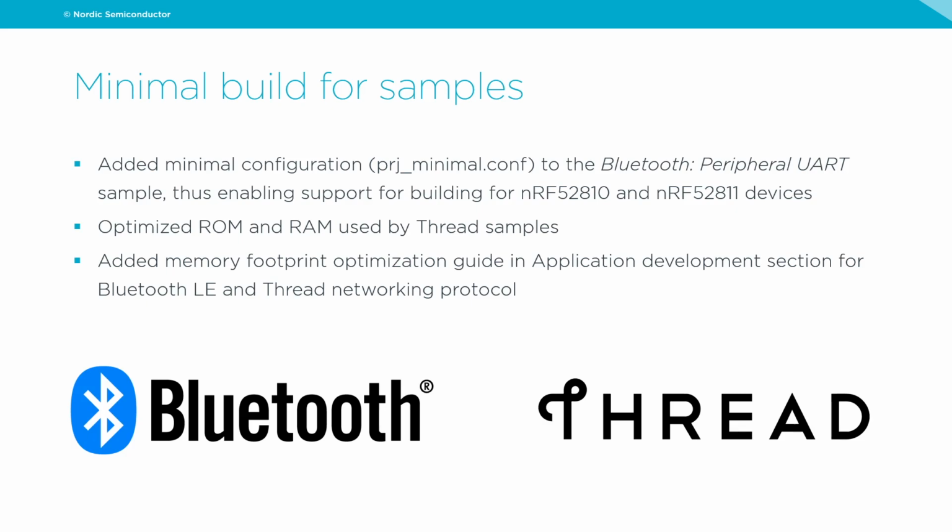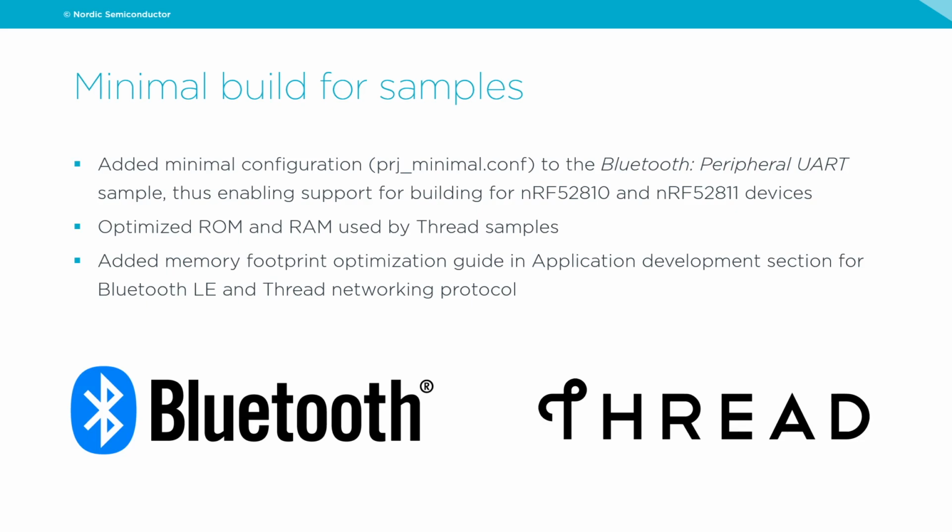We also optimized memory footprint for some of the samples present in the SDK. The peripheral UART sample demonstrates how to use the Nordic UART service to send data back and forth between a UART connection and the Bluetooth LE connection, emulating a serial port over Bluetooth LE. We added minimal configuration to this sample, in consequence enabling Bluetooth support for nRF52810 and nRF52811 devices.